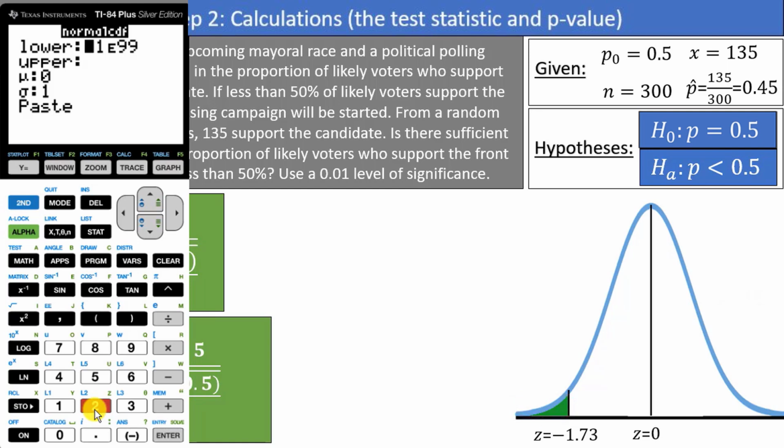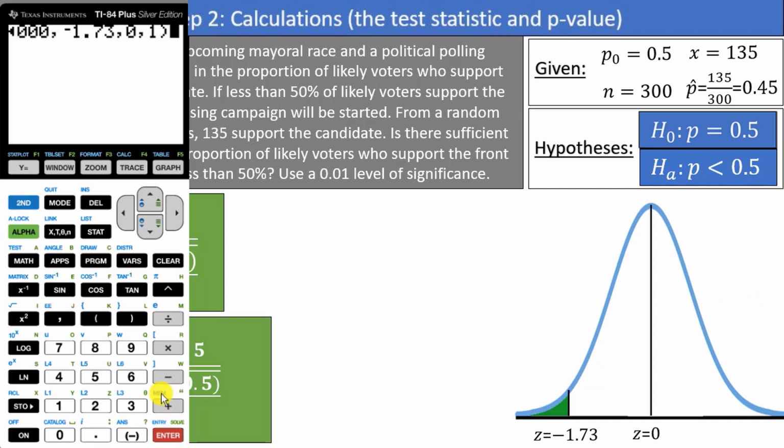The distribution technically goes on forever in the negative direction, but we can put in negative 1,000 to represent 1,000 standard deviations below the mean, which will represent negative infinity. The upper bound is our test statistic of negative 1.73. Leave the mean at 0 and the standard deviation at 1 for the standard normal z distribution.